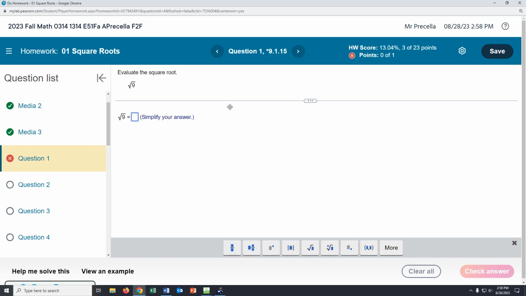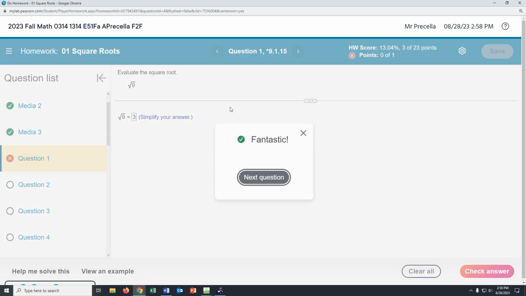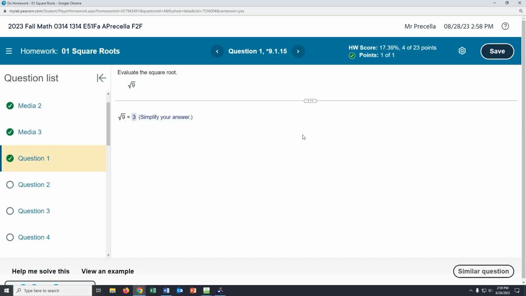3, because 3 squared is 9. This time I'll get it correct. And then I can go on. You'll notice something. Notice I had a little red X here for this problem, okay? But now I have the green check. That's what you want. You have it right here on the sidebar. Question 1, you got the green check.